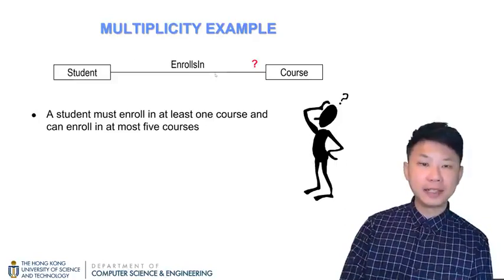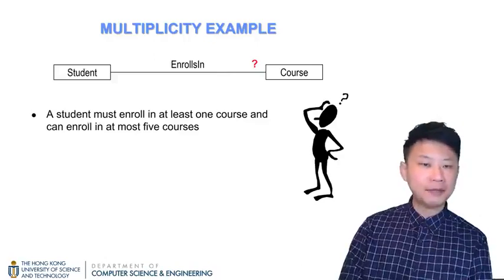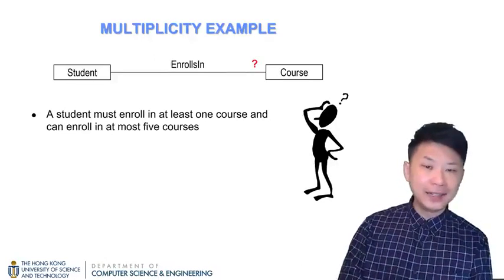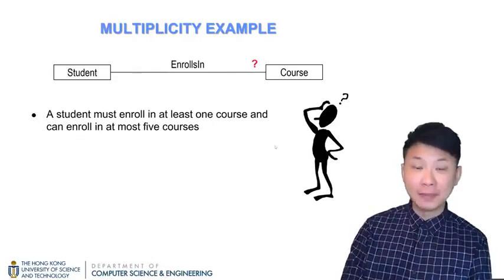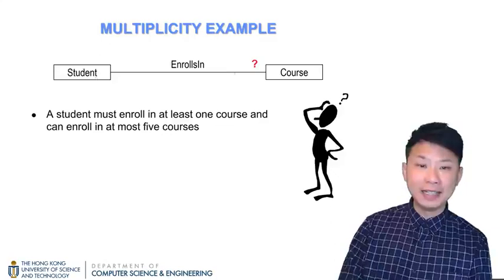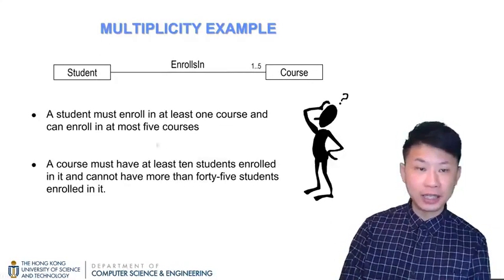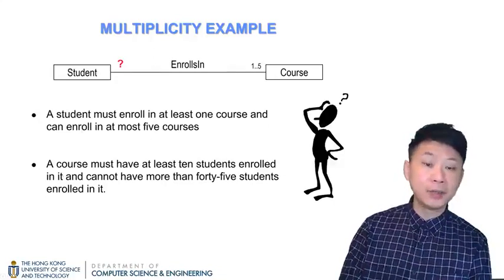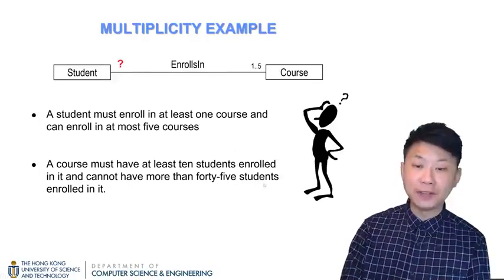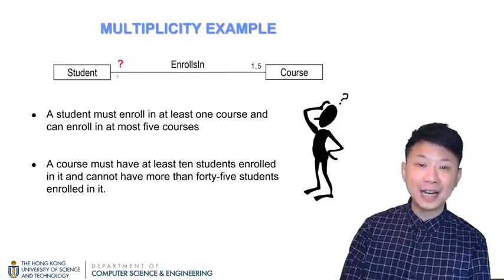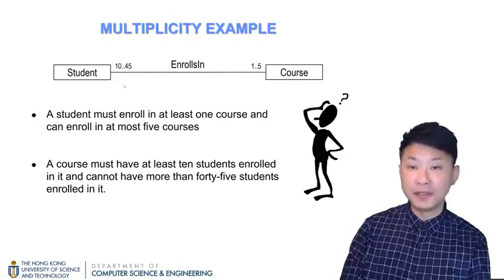Now let's try out this little example about multiplicities. Let's say from the application domain, you know that a student must enroll into at least one course and can enroll into at most 5 courses in a semester. Then you may say that a student is going to be associated with 1 up to 5 courses. And then again, from the application domain, you know that a course must have at least 10 students and cannot have more than 45 students. Then you may say that a course can be associated with 10..45 students.